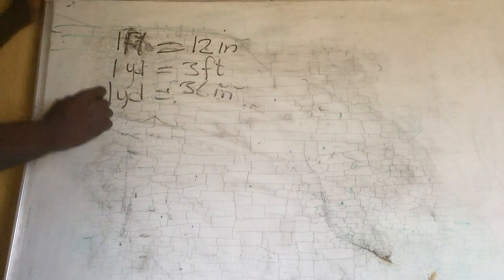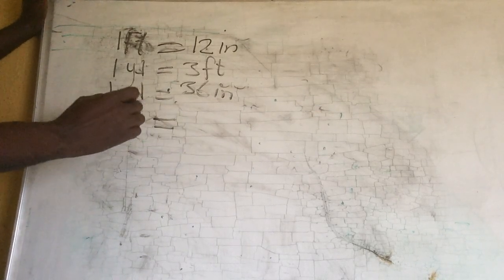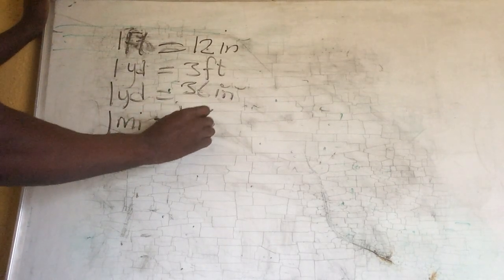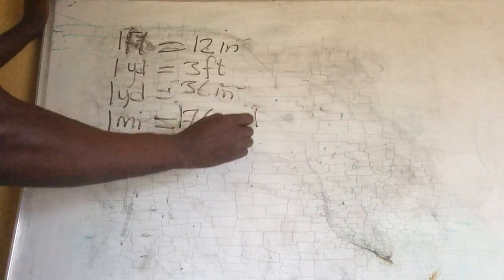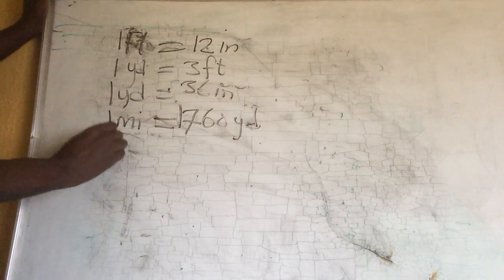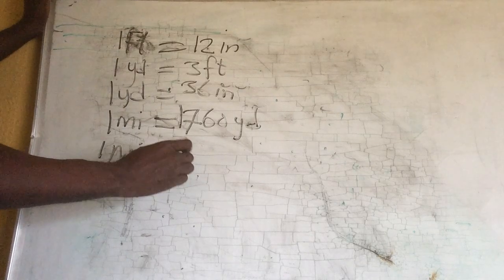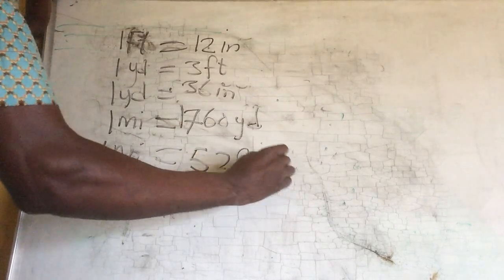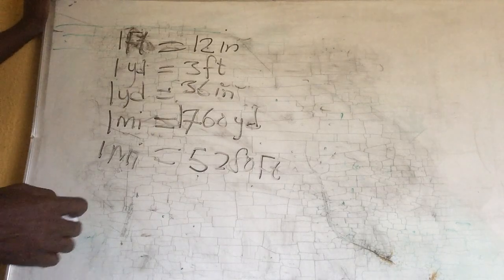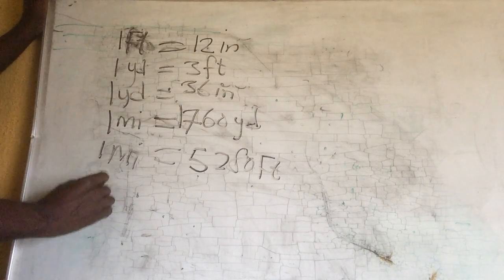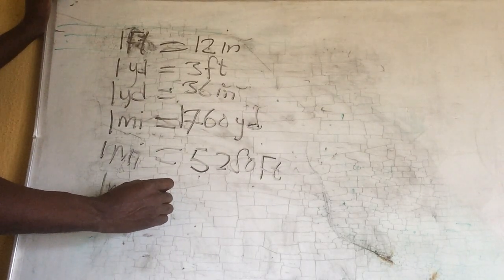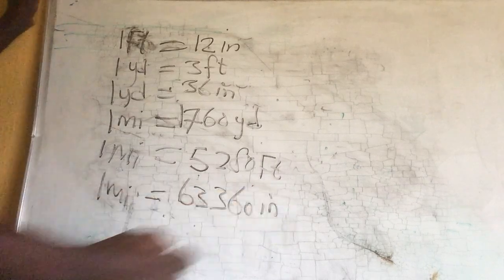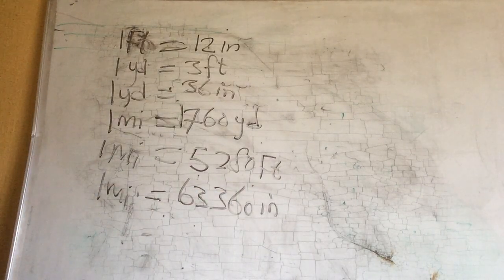We also have 1 mile equal to 1,760 yards. We also have another 1 mile equal to 5,280 feet. We also have 1 mile again to be 63,360 inches. These are also relationships between them.